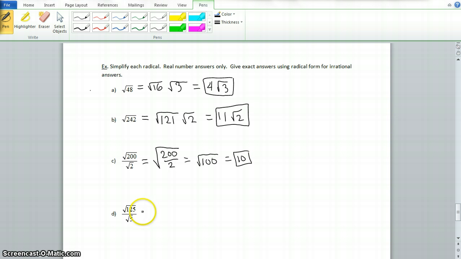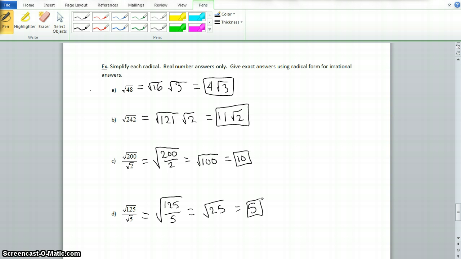Alright, let's try part D. Part D is real similar. Let's put it under one big square root, 125 over 5. And if we divide that out, 5 goes into 125 25 times, and the square root of 25 is 5.